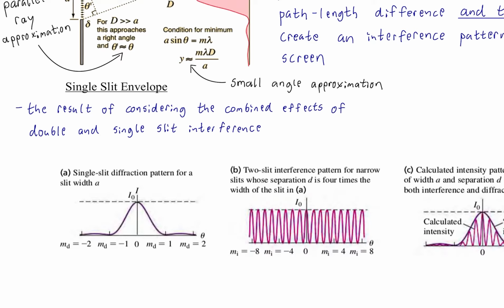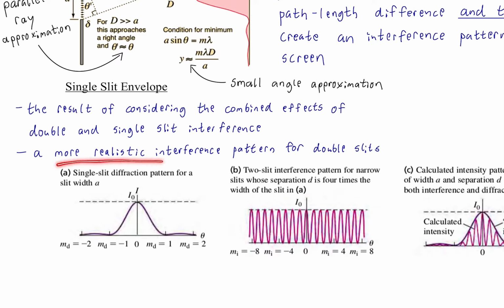This refers to our third objective, if you remember from a minute ago. That's all it is. It's just combining the effects of single slit and double slit. What it results in is a more realistic interference pattern for double slits, because before, in lecture 17, we idealized double slits as pure single sources. But now we're not. Now we're going to actually treat them as actual slits.